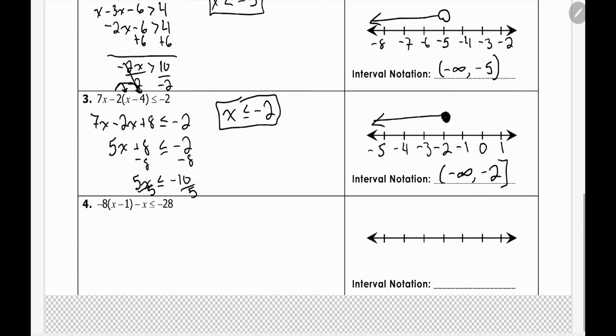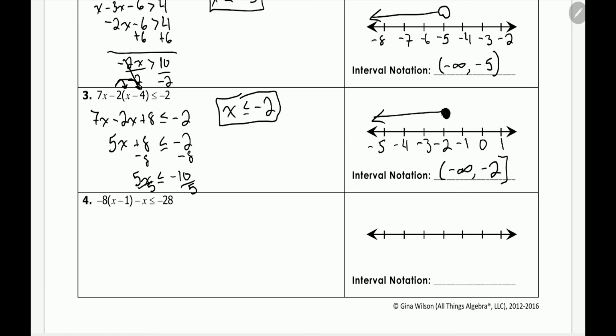Okay? Let's now move on to number 4. So with that one, we have negative 8 times the quantity x minus 1 minus x is less than or equal to negative 28. Okay? So we have to distribute this negative 8. We have negative 8 times x, so negative 8x. Negative 8 times negative 1, which is plus 8, minus x, is less than or equal to negative 28. We have to combine like terms. So we have negative 8x minus x. That's negative 9x. Plus 8 is less than or equal to negative 28.